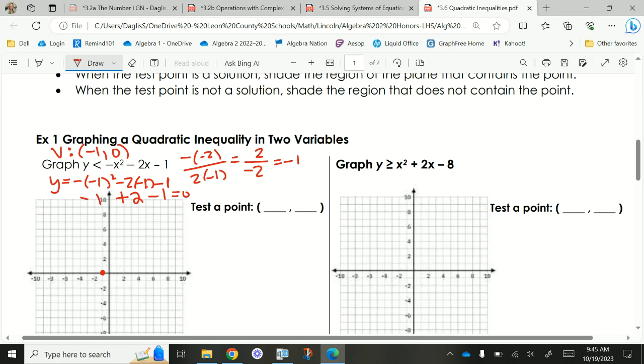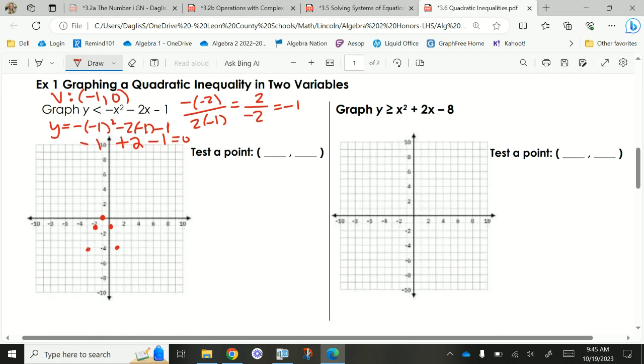Can I do speed graphing with this? Yes, because my A is a what? Technically, it's a negative 1. So that means I'm going to do my speed graphing down. So we're going to go down 1. Then we're going to go down 3. And then down 5. So that's our speed graphing.